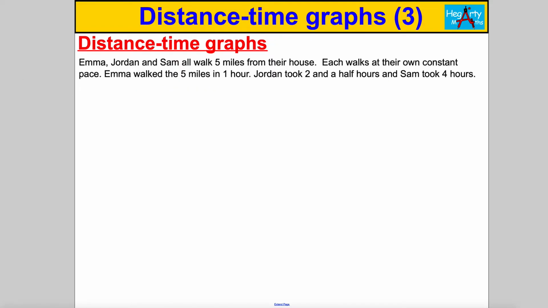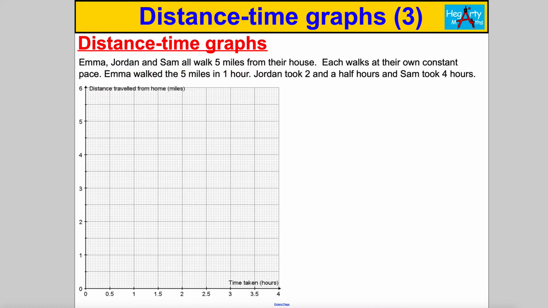So imagine I had the following scenario. Emma, Jordan and Sam all walk 5 miles from their house, each walk at their own constant pace. Emma walked the 5 miles in 1 hour, Jordan took 2.5 hours, and Sam took 4 hours. Before we draw anything, you can easily say who's fastest, who's slowest. Emma's fastest, she did the whole 5 miles in just 1 hour. Sam's slowest, Sam took 4 hours to do the 5 miles.